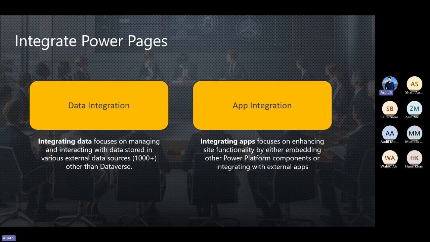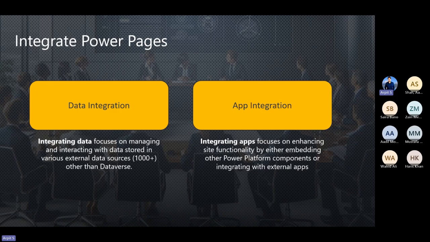And app integration means integrating the apps, where the focus is on enhancing the site functionality by either embedding other Power Platform components or integrating an external app. So app integration basically means Power Pages, as you know, is one of the components of the Power Platform, right? It is basically one of the family members of the Power Platform family. So it supports embedding the Canvas app, Power BI reports, Copilot, and everything, right? So this is the app-based integration. These kinds of apps you can directly embed or integrate with the Power Pages site, and you can directly start using those features.